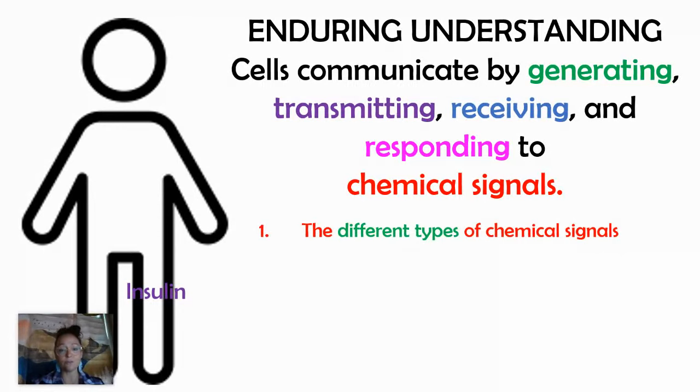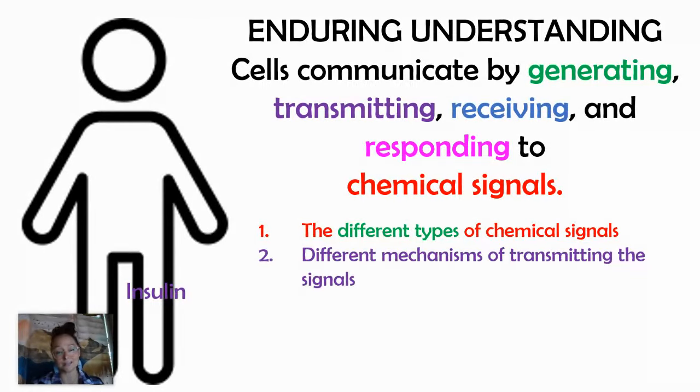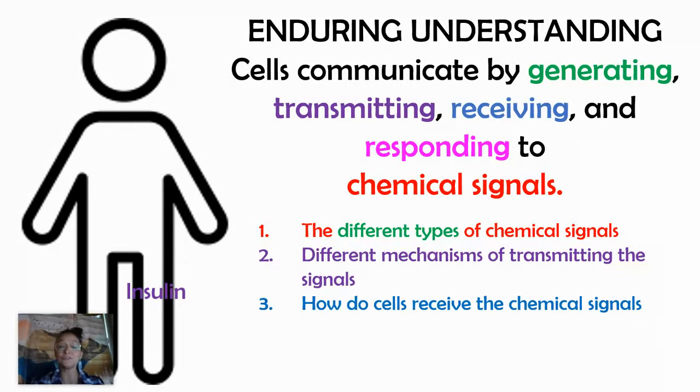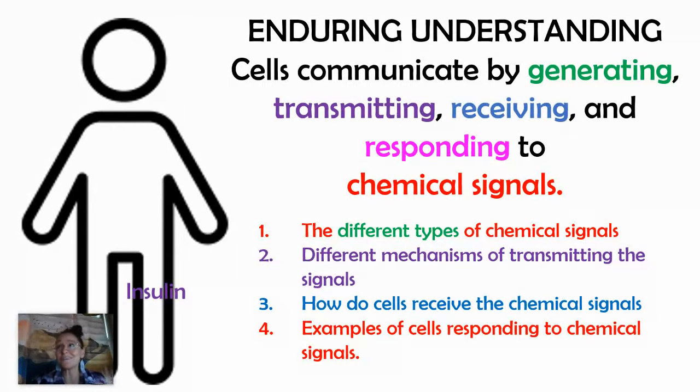In this video, we're going to talk about the different kinds of chemical signals that our cells can use to communicate. We'll also look at the different mechanisms of transmitting these signals, like what are the options for how they get to where they're going? Then in future videos, we're going to look at how cells receive the signals, as well as what the cell response is. How does the cell respond to that signal? I feel like 3 and 4 are going to be the more detailed videos, so right now, in this one, let's focus on steps 1 and 2.